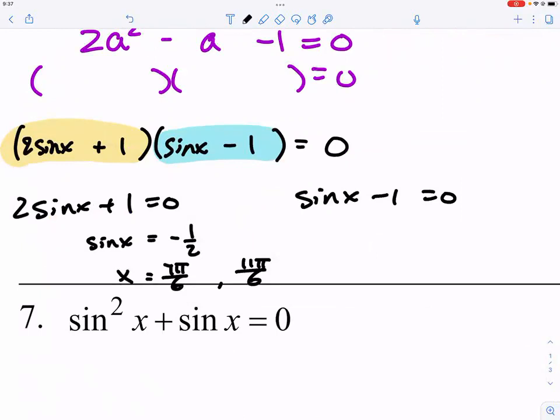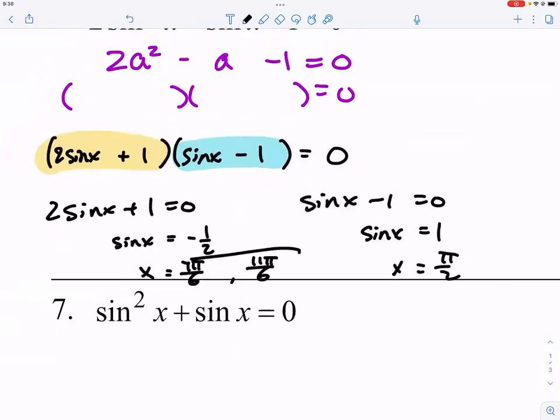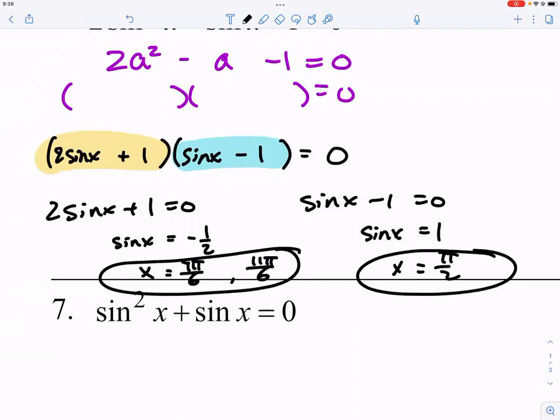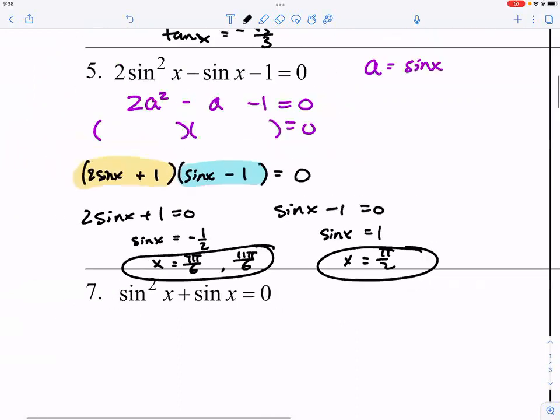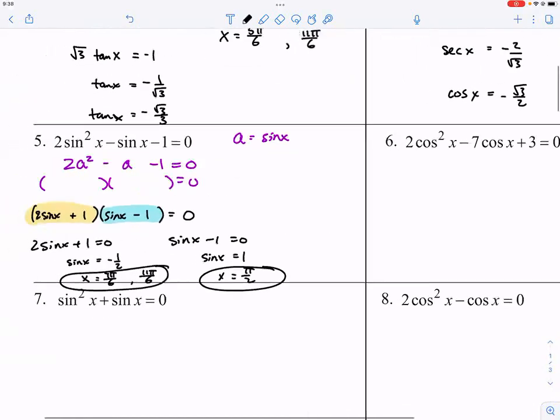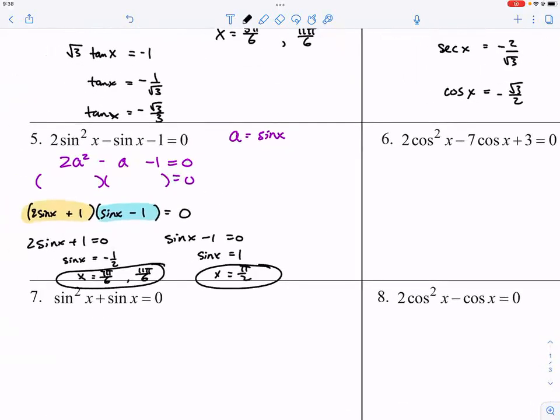Now let's explore the other one. The other one is when sine x equals 1. So what could x be? Pi over 2. So in this case, we have 3 answers. Now go ahead, try number 6 yourself. See if you can do this without using a dummy variable.